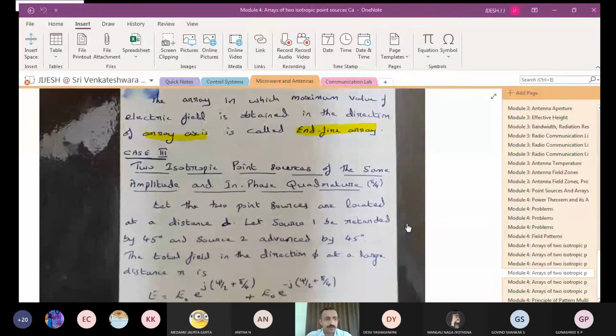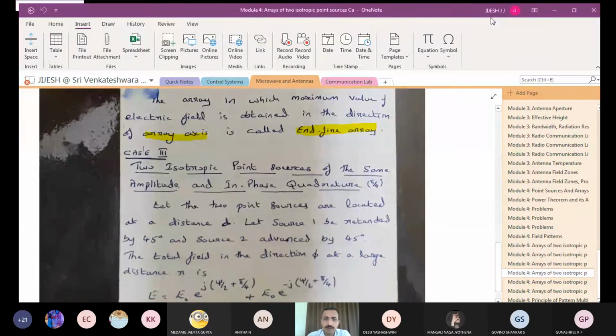Today we are going to discuss different cases. Last class we discussed case 1 and case 2, and we are going to continue with that. We have seen two isotropic point sources of same amplitude and same phase, case 1. And case 2 was two isotropic point sources of same amplitude but opposite phase. And we are now going to see the third case.